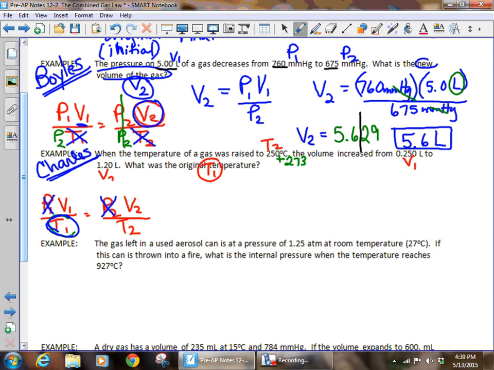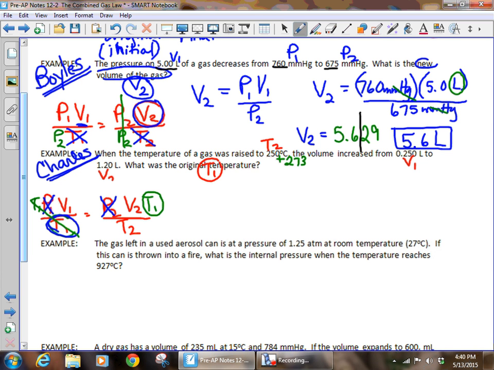So the first thing I've got to do is to get T1 on top. So I'm going to multiply both sides by T1. I'm going to reduce it to 1 over here. So now I'm still solving for T1. It's on top now, but now I've got to get it by itself. So I've got to get rid of V2 and T2.